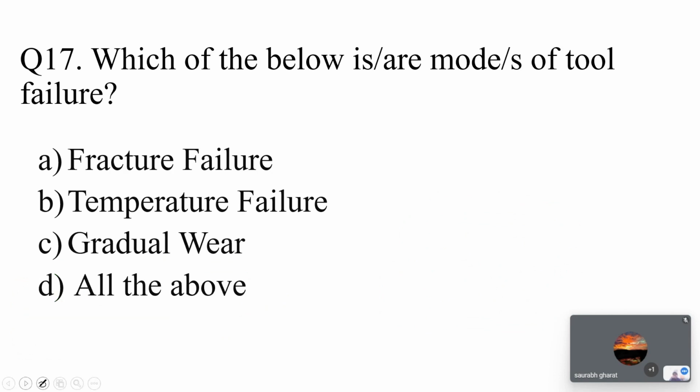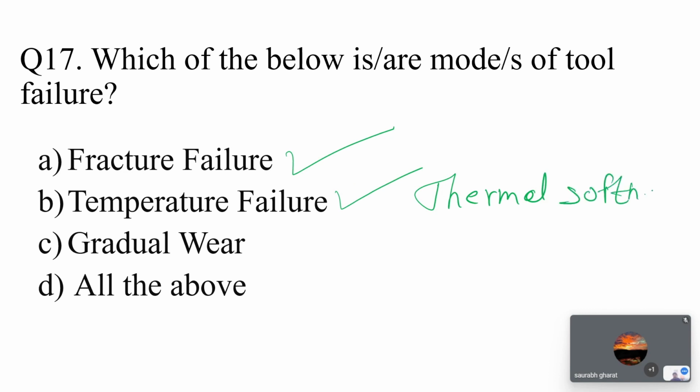Which of the below is and are modes of tool failure? We are right now entering into tool failure concepts: how the tool fails. Fracture failure, yes, it's correct. Temperature failure refers to thermal softening. What will happen here due to thermal softening? The tool will get deformed.